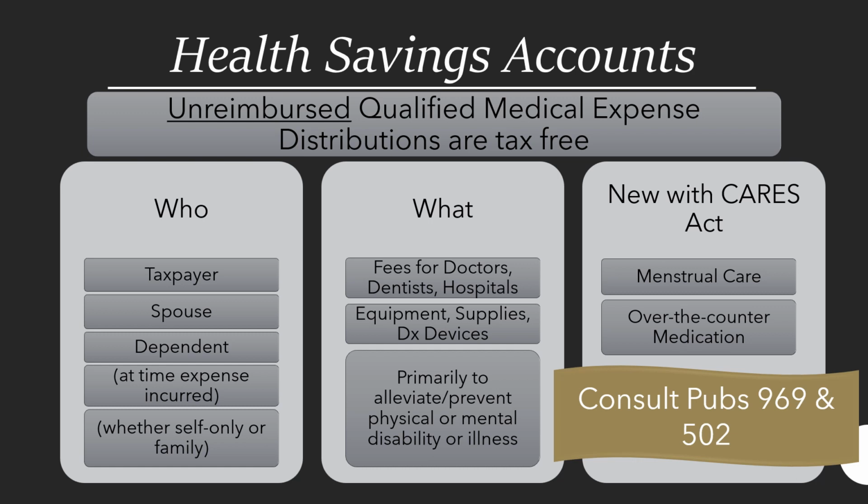So then we look at what kind of expenses qualify. These could be fees paid for doctor visits, dentists, and hospital-related expenses. They could be for medical equipment, supplies, or diagnostic devices or services. But they must be primarily to alleviate or prevent physical or mental disability or illness. So cosmetic treatment generally does not qualify, and neither do general wellness expenses such as vitamins or gym memberships. With the CARES Act, however, qualifying expenses do include menstrual care items and over-the-counter medications. For a more complete list, you can look in publications 969 and 502.